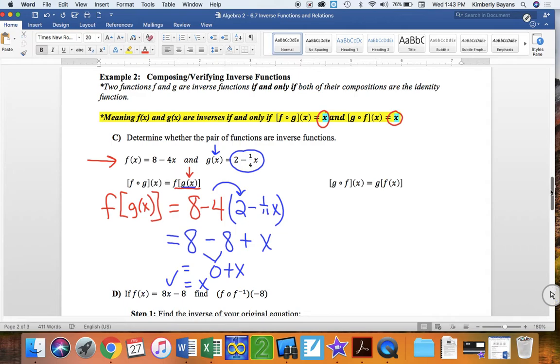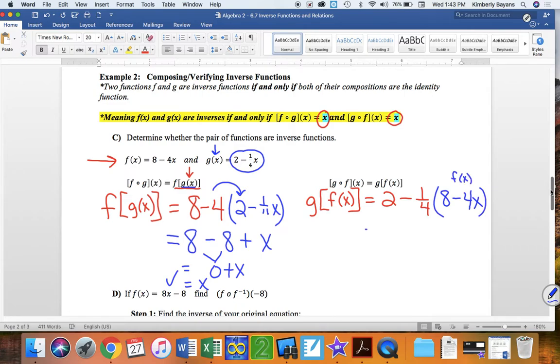So let's go over here and try it the other way. Let's try the composite of g of f of x. So this time my f of x function is going to be substituted in as my x value in my g of x function. So this time I have 2 minus 1/4 x. Well, my x is going to be my f of x function, which is 8 minus 4x. So this is just my f of x function right there.